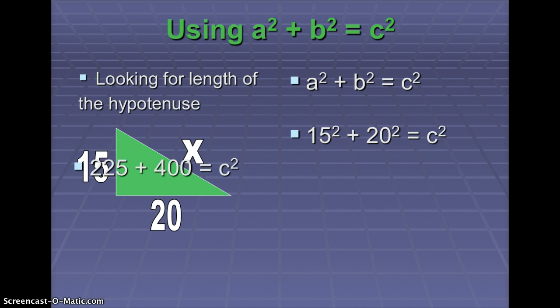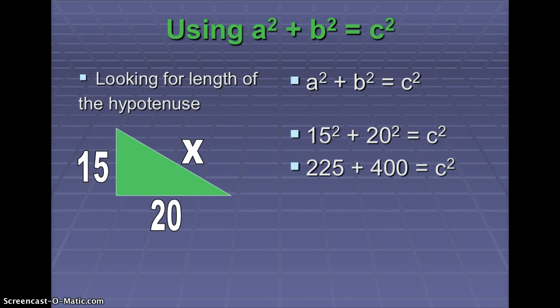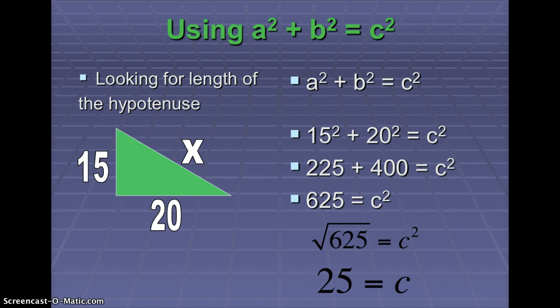So then the next step, you're going to square them. So 15 squared is 225, 20 squared is 400, and it is equal to c squared. Then you add, so you're combining your like terms, so you have 625. So c squared is equal to 625. When you take the square root of both sides, you get c is equal to 25.